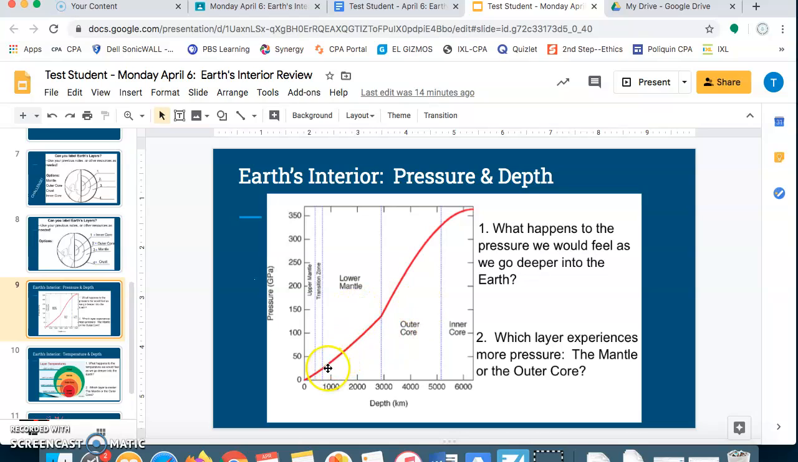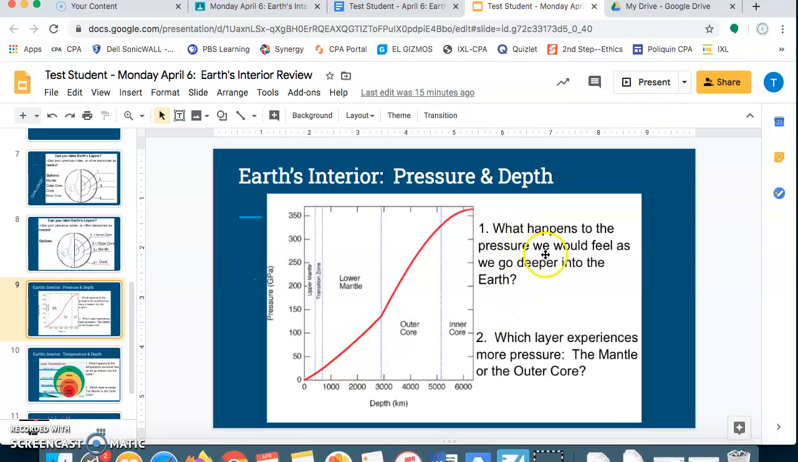The lower mantle has a range of, if I mark here, it looks like it's about 25 gigapascals to about 125, 130 gigapascals, whereas the outer core starts at 125, 130 and climbs all the way up to 330 gigapascals. Which number is higher? Well, the number range for the outer core is stronger than the number range for pressure in the lower mantle.